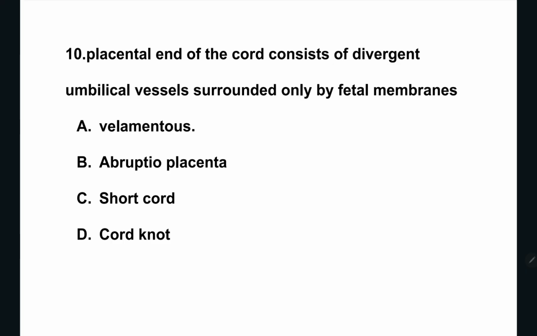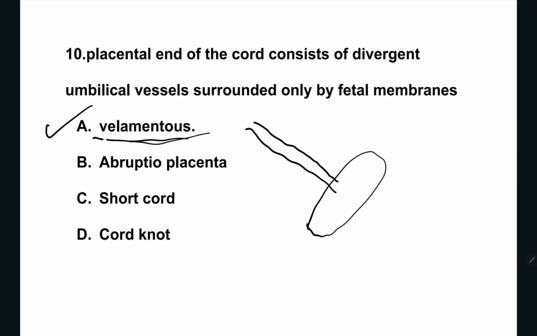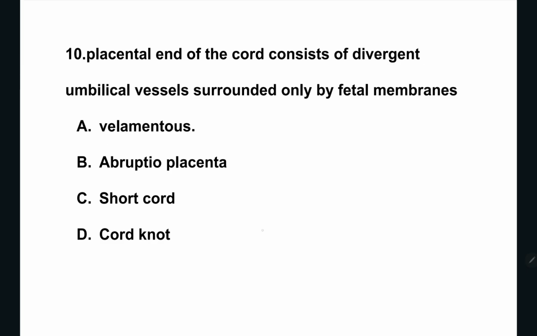The right option is velamentous. Velamentous placenta is the right answer. If you see the placenta, here we have the umbilical cord. The blood vessels which enter like this, that is known as velamentous placenta.